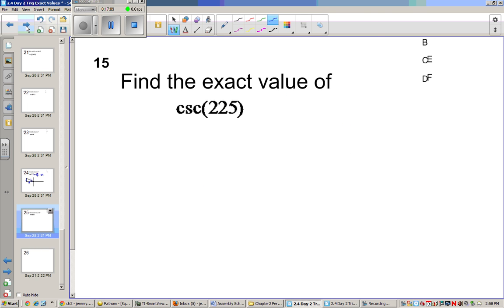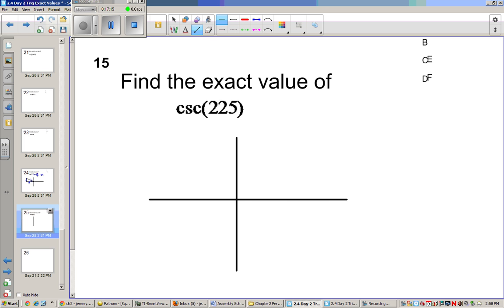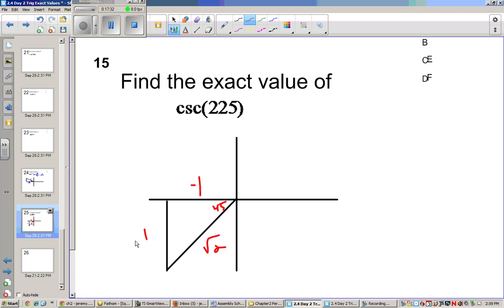We'll try one last one. Cosecant of 225. So 225, we have 90, 180, 270, 225 comes back here. And that would create a 45-degree angle. So we'd have 1, 1, root 2, where these two are negatives. Now, cosecant matches up with sine. Sine would be negative 1 over root 2. But cosecant is the reciprocal of that, which is root 2 over negative 1. So if we divide that, it'll just be negative root 2.